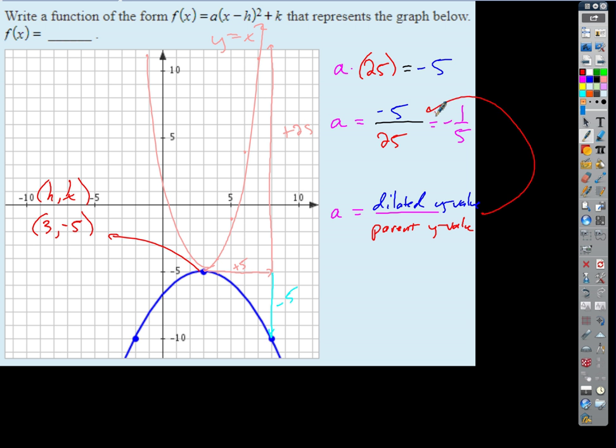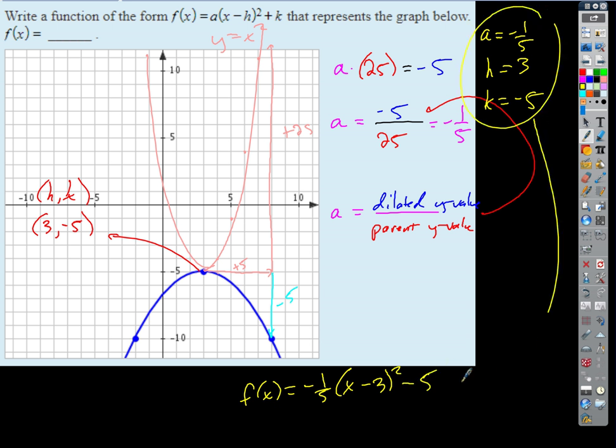So that would just be negative 1/5. There you go. Look at our ingredients here: we know a is negative 1/5, h is 3, k is negative 5, so all that stuff is just going to give us f of x equals negative 1/5 times x minus 3 squared minus 5. If I just take all that stuff, that's what it gives me. Put that in the answer box and we're good.